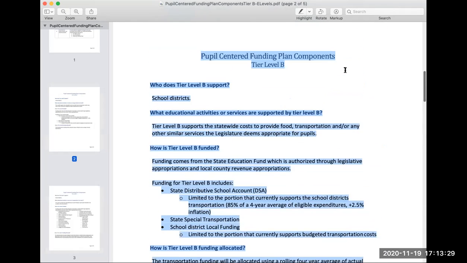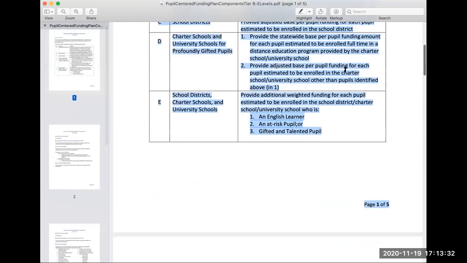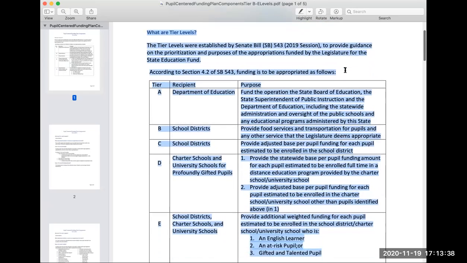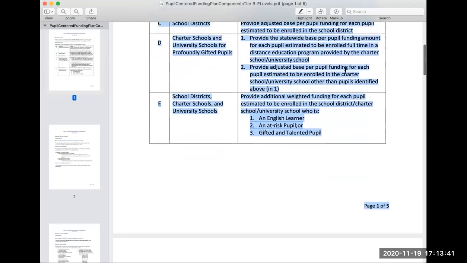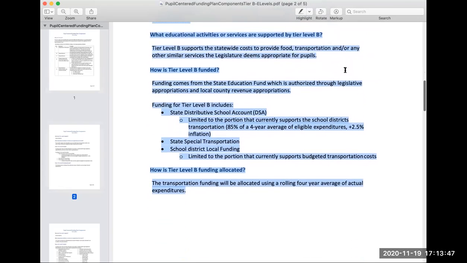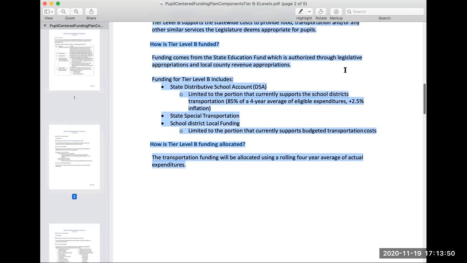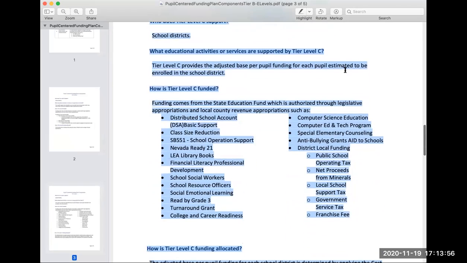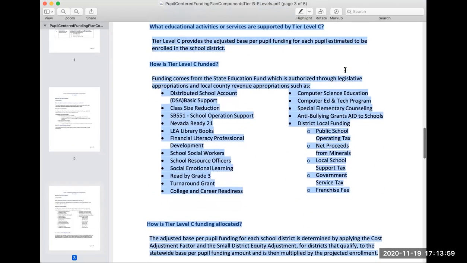How is Tier Level 100 funded? Funding comes from the State Education Fund, which is authorized through legislative appropriations and local county revenue appropriations such as Distributed School Account, DSA, Basic Support, Class Size Reduction, SB 551, School Operation Support, Nevada Ready 21, LEA Library Books, Financial Literacy, Professional Development, School Social Workers, School Resource Officers, Social Emotional Learning, Read by Grade 3, Turnaround Grant, College and Career Readiness.